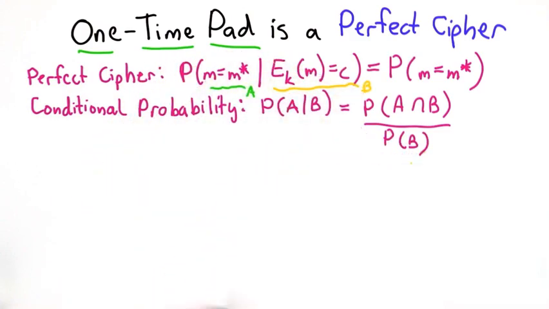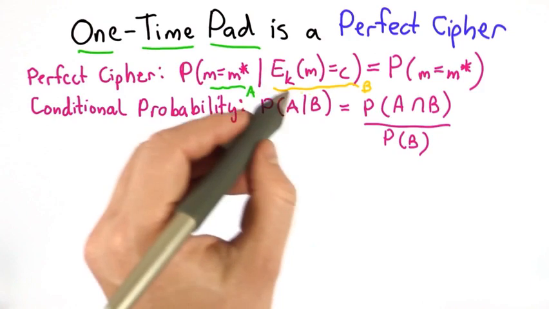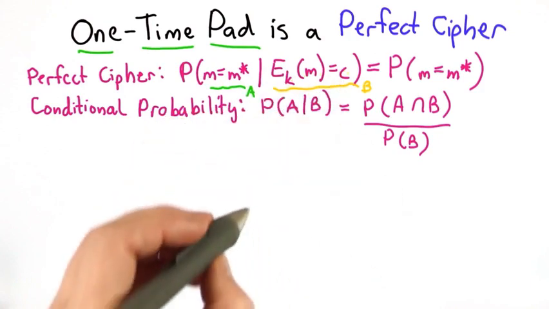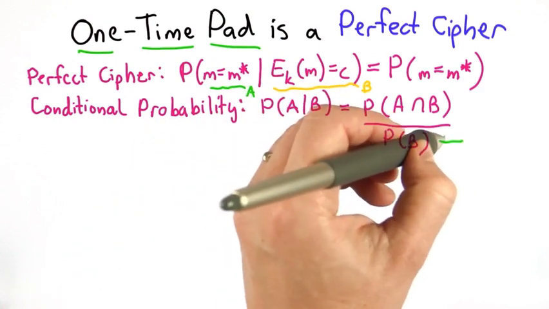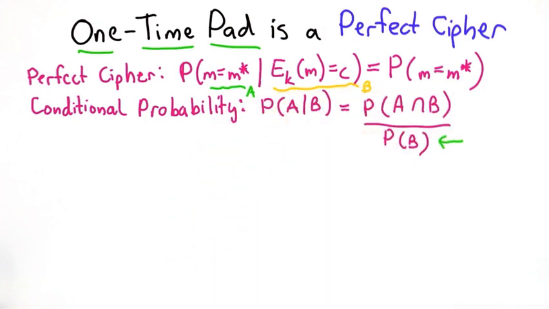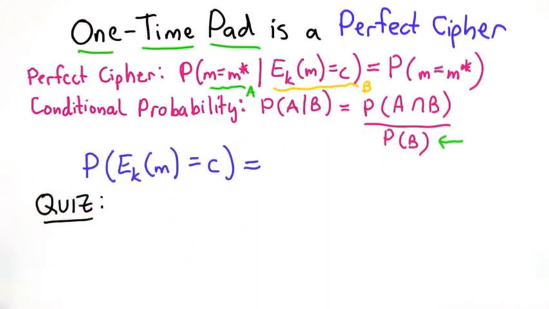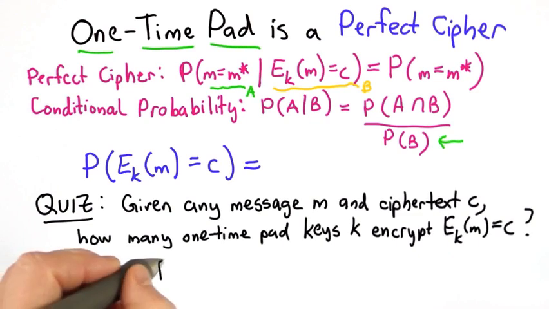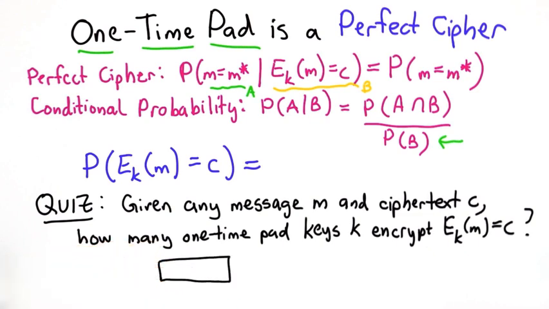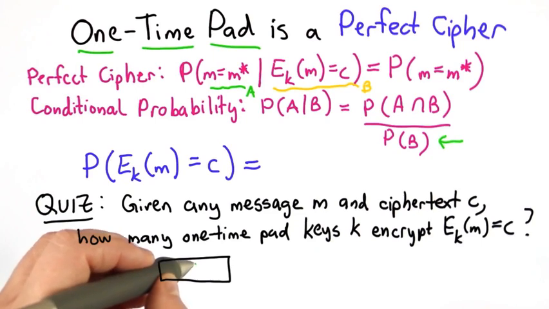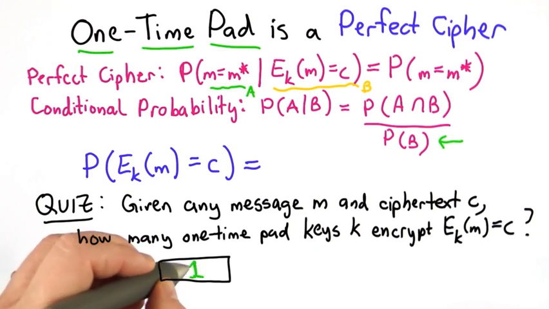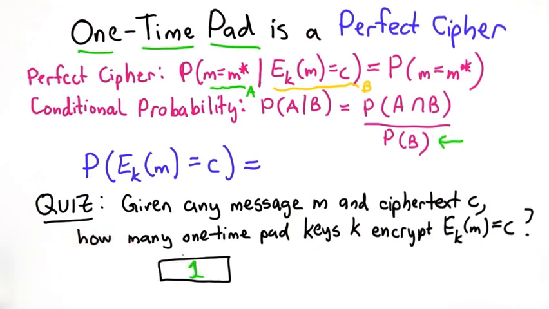So we need to know the probability of B, which is the probability that some message with some key encrypts to C. So let's compute that first. Then we'll need to compute the probability of A intersect B. So we'll have a little quiz. Given any message and any ciphertext C, and we're using a one-time pad, how many different keys are there that encrypt that message to that ciphertext? The answer is there's always exactly one. For any message ciphertext pair, there's one key that maps that message to that ciphertext.